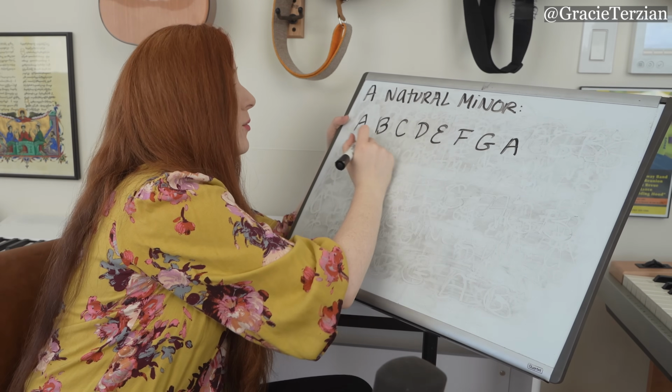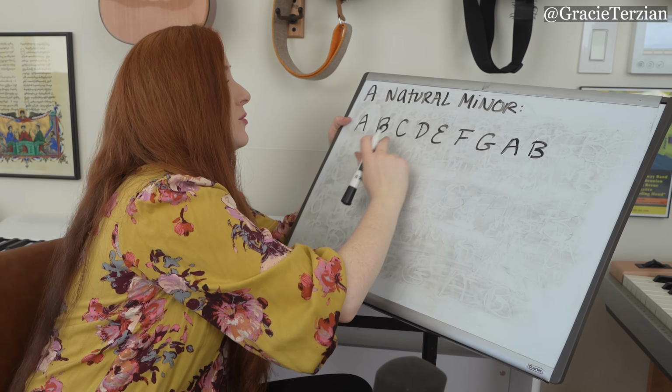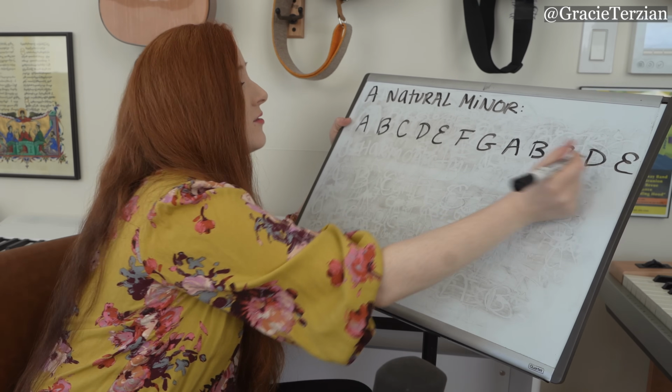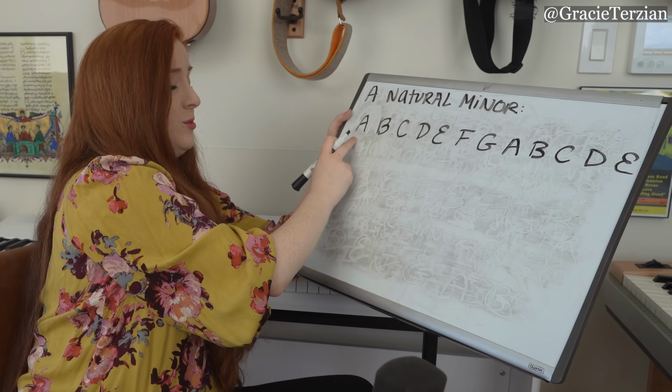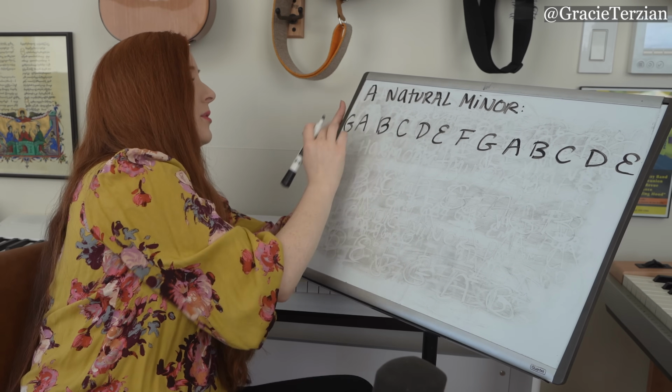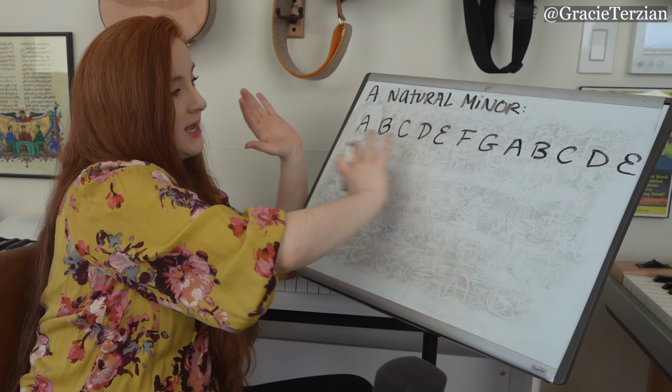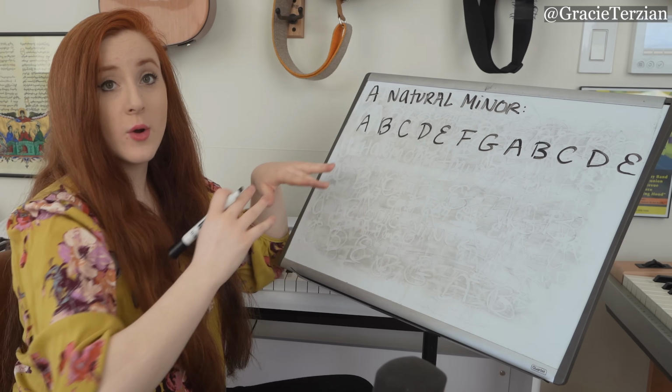Then after A, we have B. Then after B, we have C. Then after C, we have D, E, and so on and so forth. And we could even go this direction too, right? Before A, we had G, and so on. I'm going to erase that just because I don't want it to be too confusing. But anyway, the scale can just continuously go in either direction.